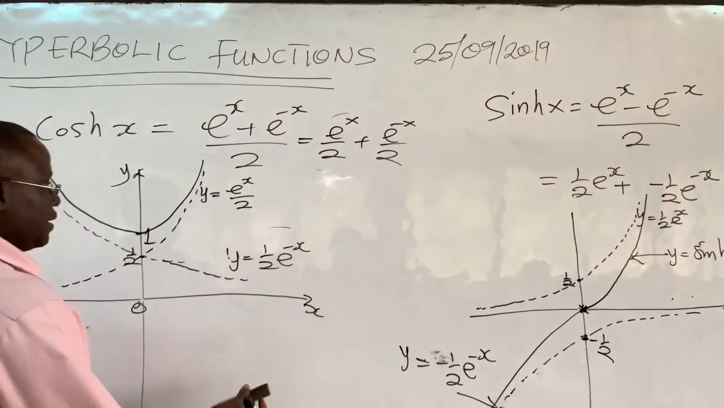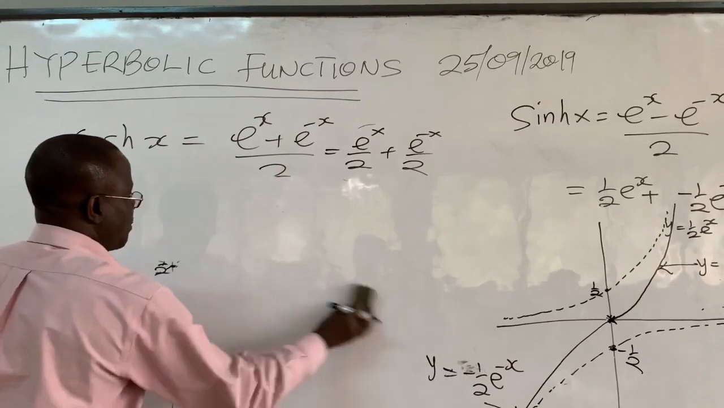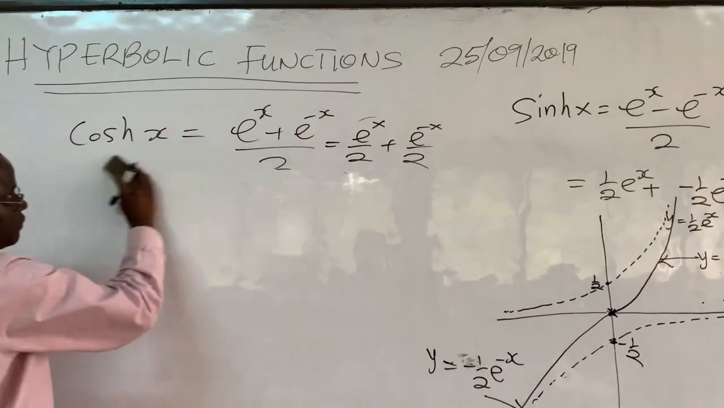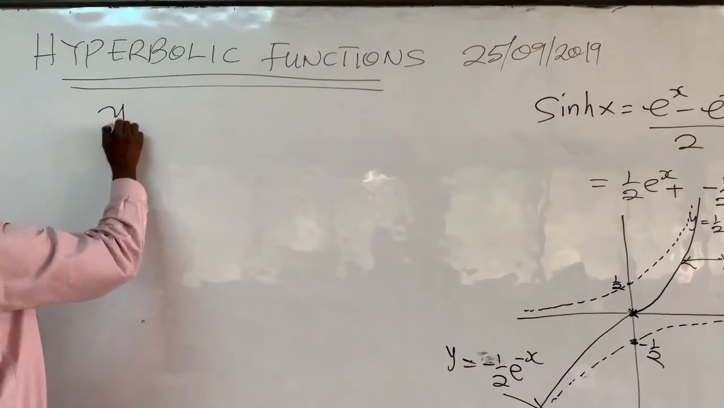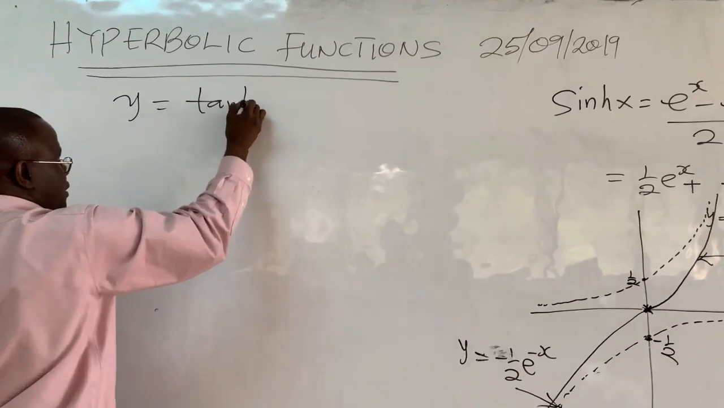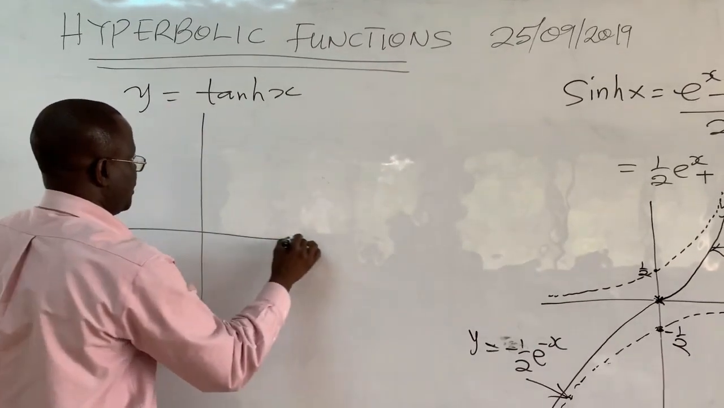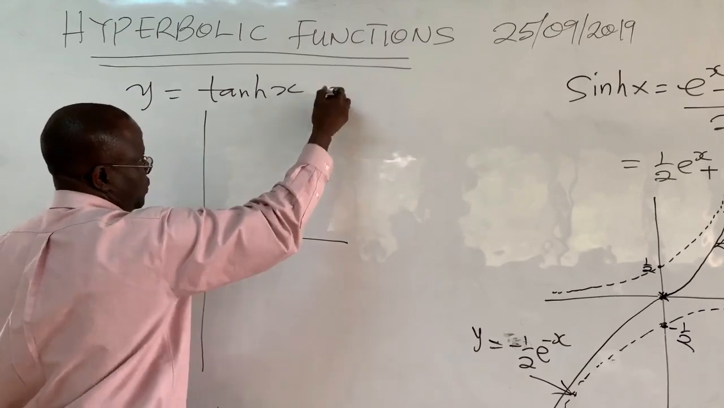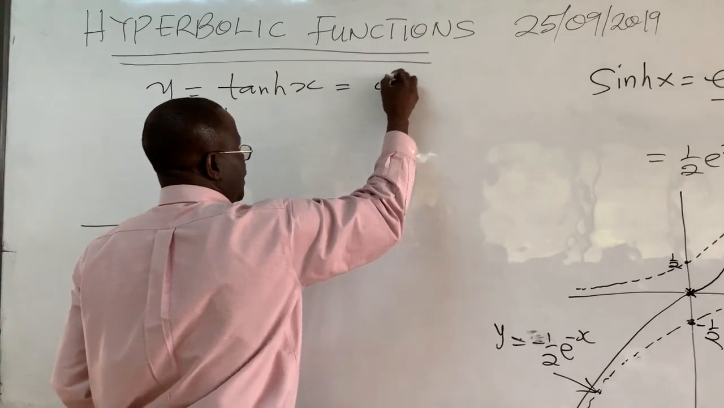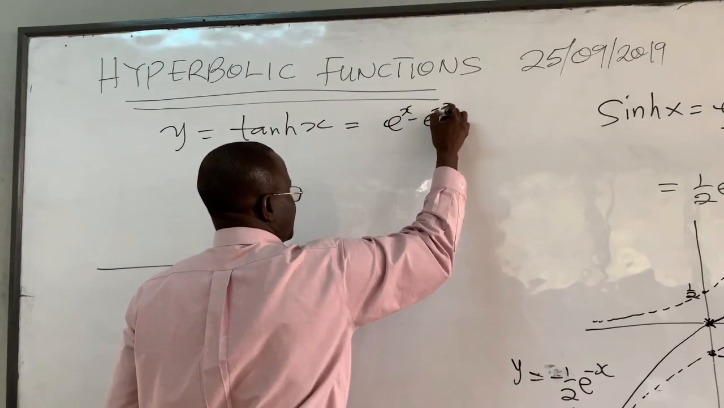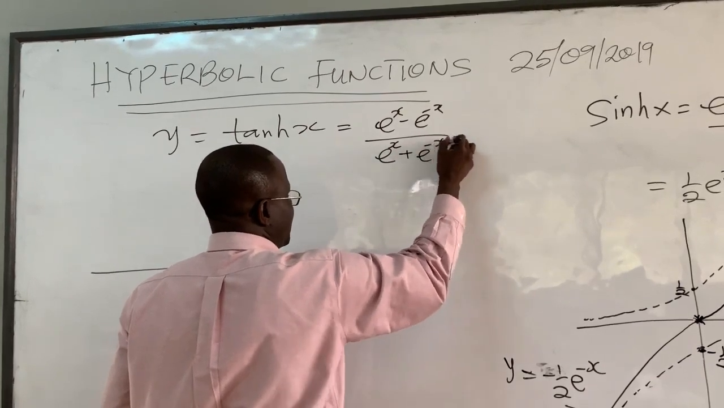You can do a similar thing. I'm not going to go into the details, but you can do a similar thing for the hyperbolic tangent function. Alright, and that is given by this graph. So the y equals tanh x. That is given by this. You can actually use the fact that you can write this as sinh over cosh to get e to the x minus e to the negative x over e to the x plus e to the negative x.